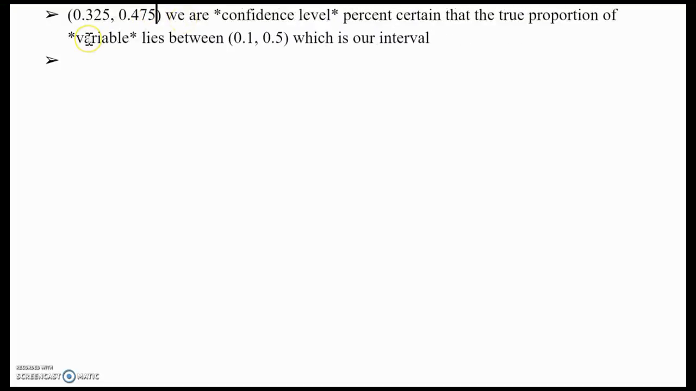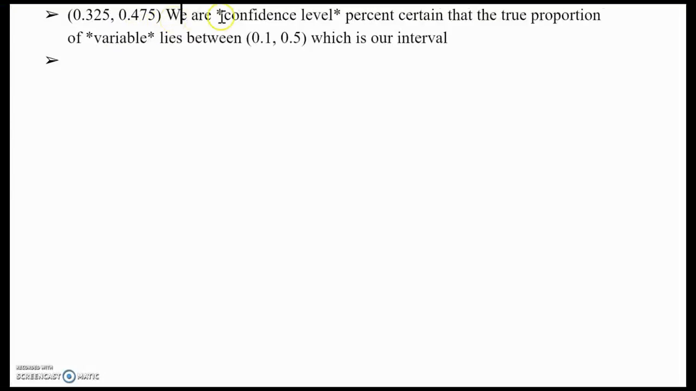So my interval was this. So this is my interval. I'm going to make it to 3 decimal places. So round that up and round this. So 0.325, 0.475. Then, what is our confidence level?